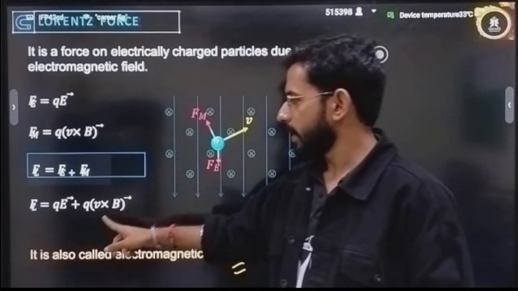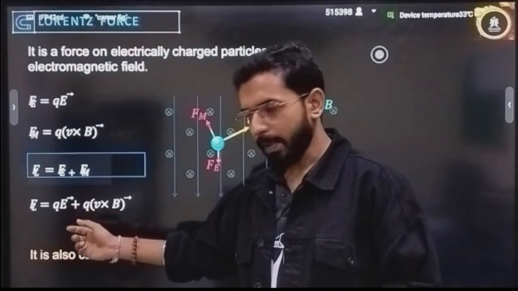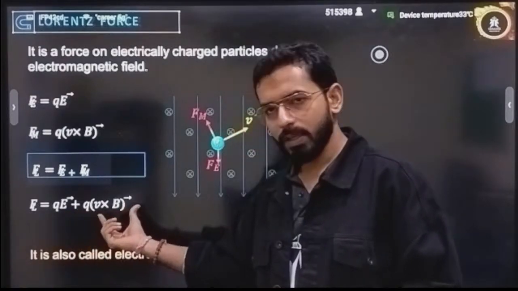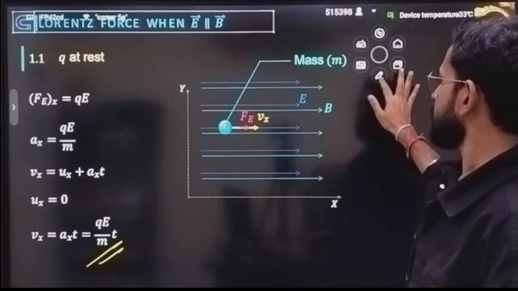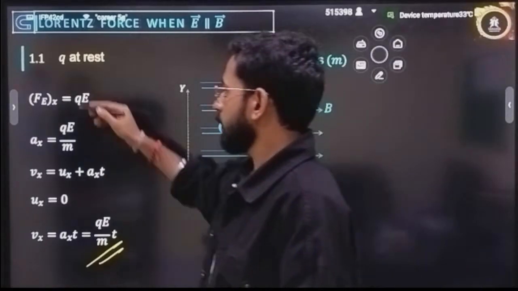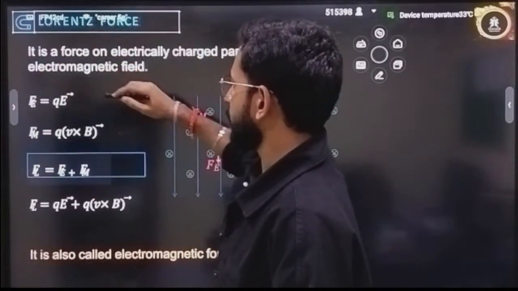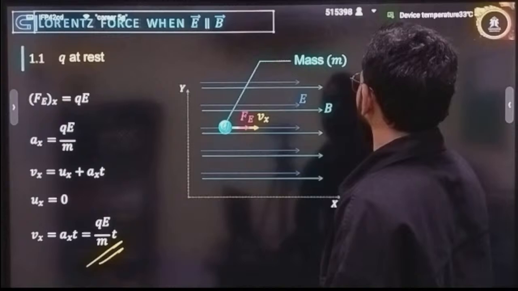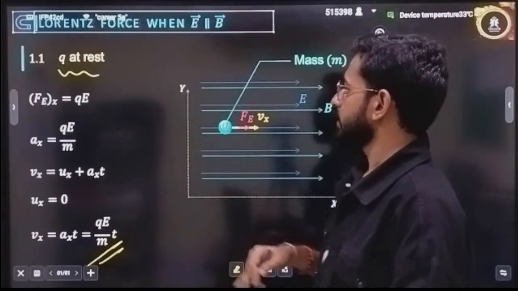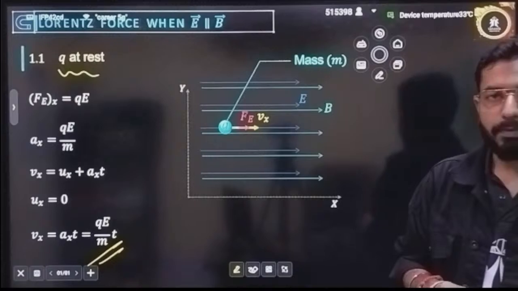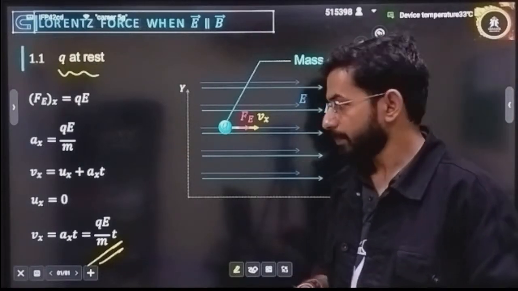I told you already, it is a combination of electrostatic force as well as magnetic force, that means QE plus QV cross B. This will be the Lorentz force. First one, case 1, when charge is at rest. When charge is left at rest in an electromagnetic field, what will be happening? Tell me what will be the force that will be applied here.